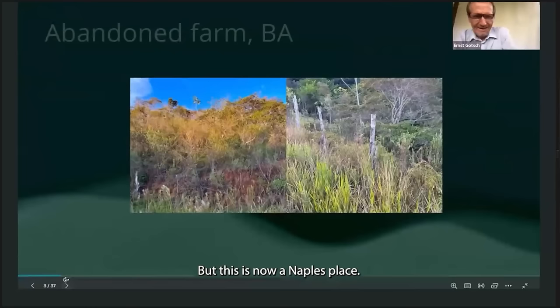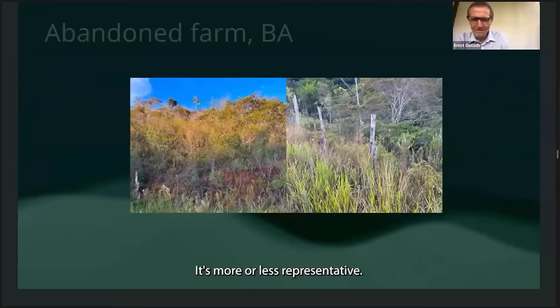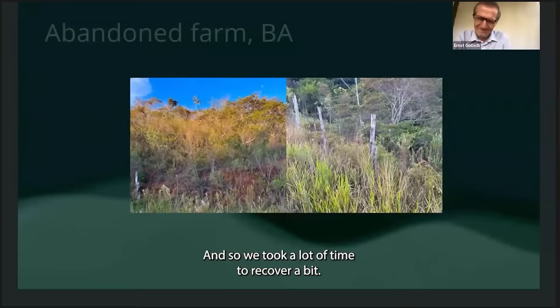This is a place where Philip and I took some samples too. It's more or less representative. The one difference only is it is volcanic soil, and our place is not volcanic. It's yellow clay, and so it's different. But the vegetation suffered the same bad treatment, and so it took a lot of time to recover a little bit. In the front, on the left side, we still have imperata in the left part.